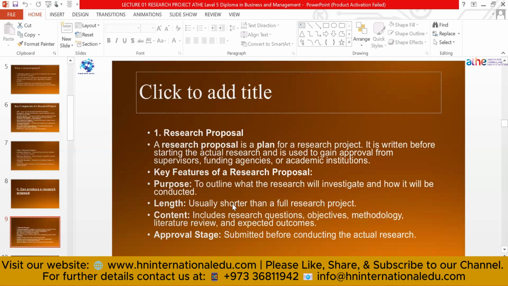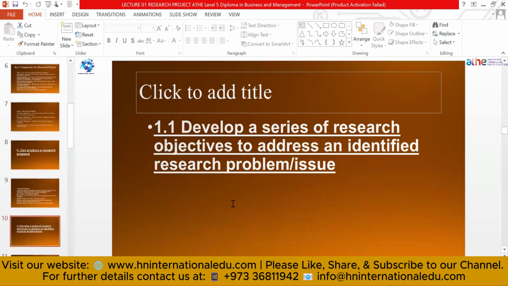Objectives, necessary, 5 to 7. Methodology, how you're going to do it. Literature review, taking insights from other authors. And expected outcomes, the results which you feel are going to come out of your research. Approval stage, submitted before conducting the actual research. As I told you earlier as well, you need to submit it to the supervisor. Once it is accepted, then you can conduct the proper thesis and so on.